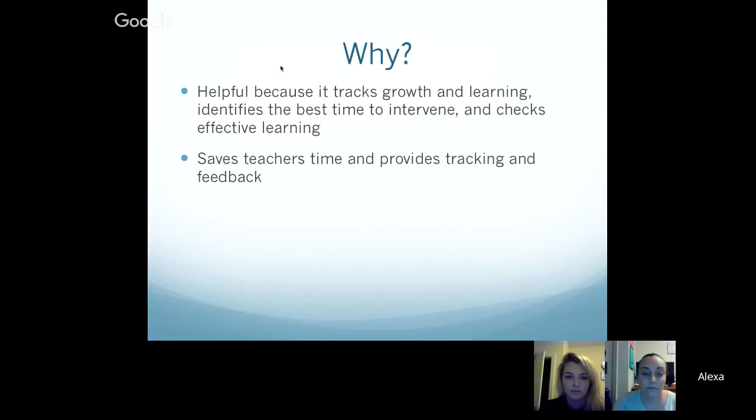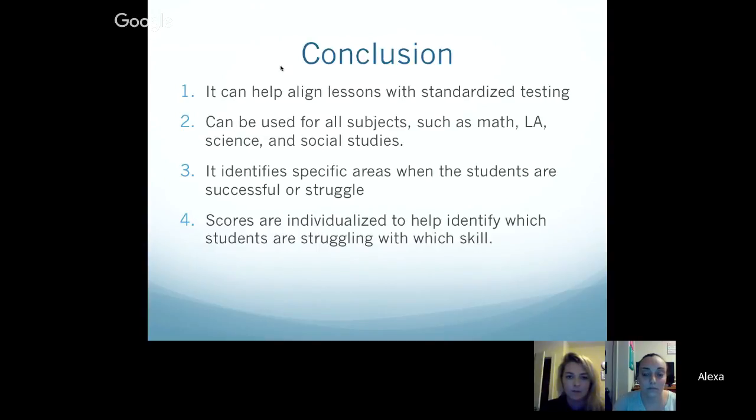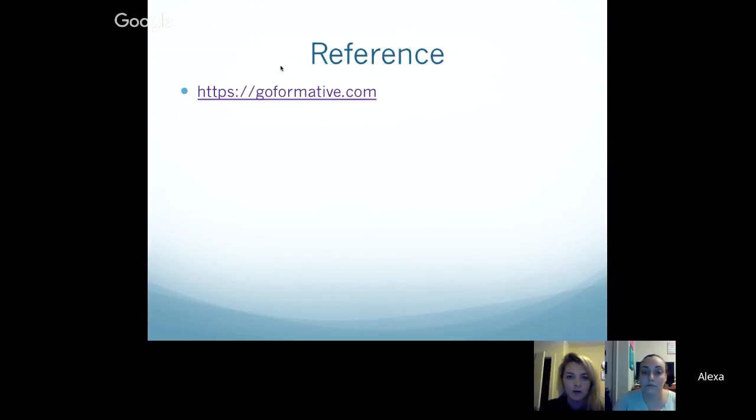Formative saves teachers time and provides tracking and feedback. It can also help align lessons with standardized testing, including all subjects such as math, language arts, science, and social studies. Formative identifies specific areas when the students are successful or struggling, and the scores are individualized to help identify which students are struggling with which skill. And there's the reference.